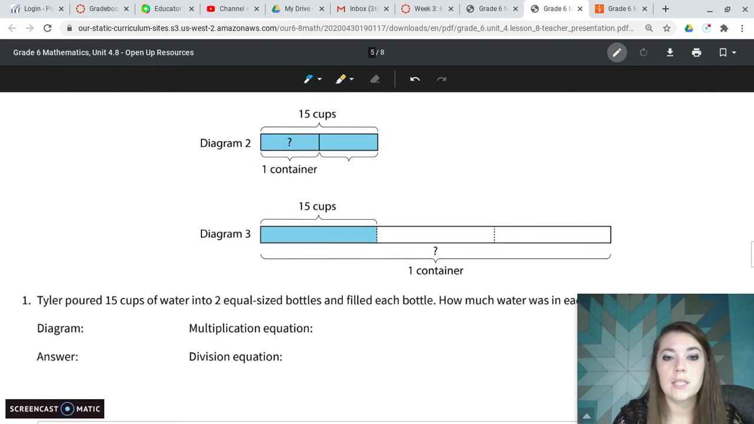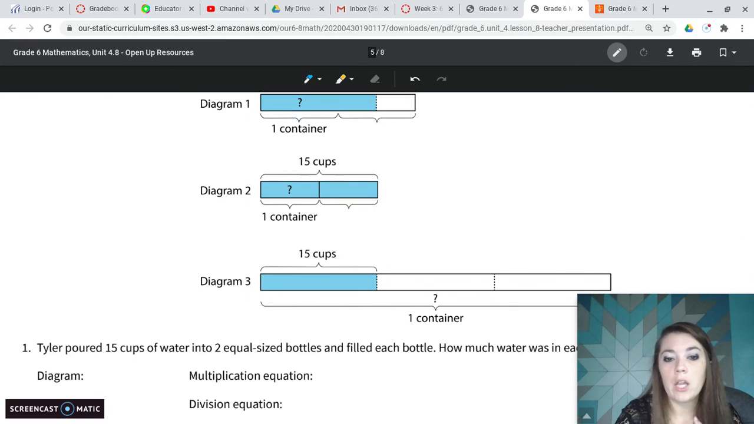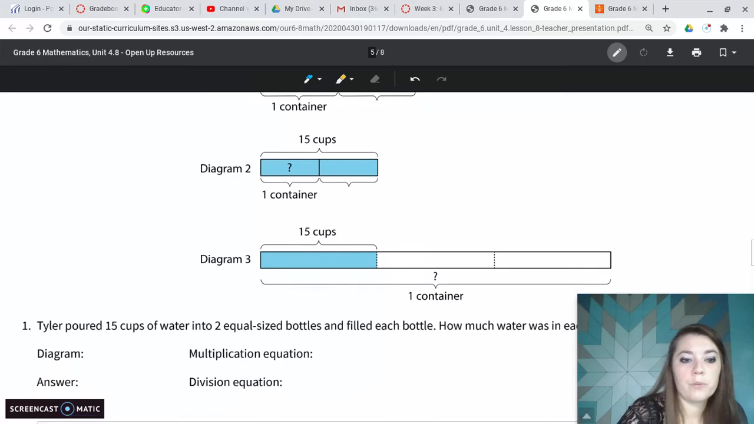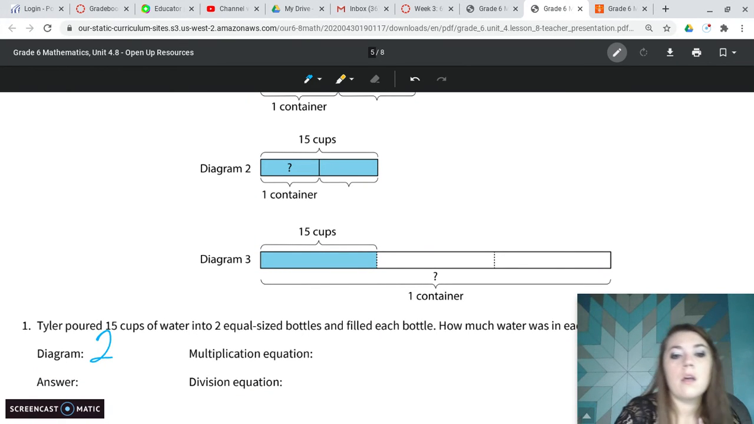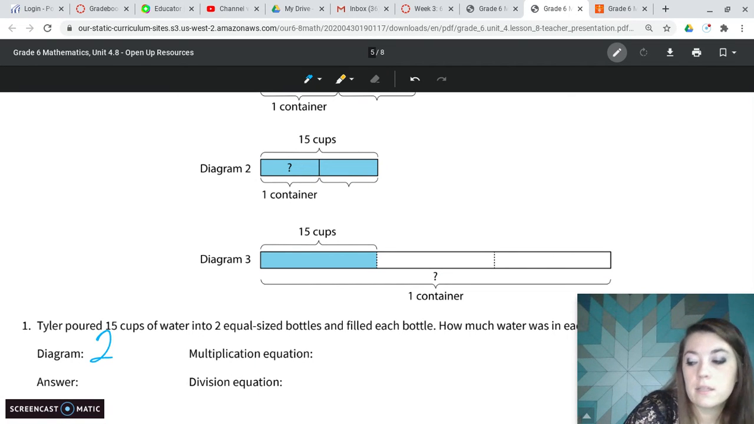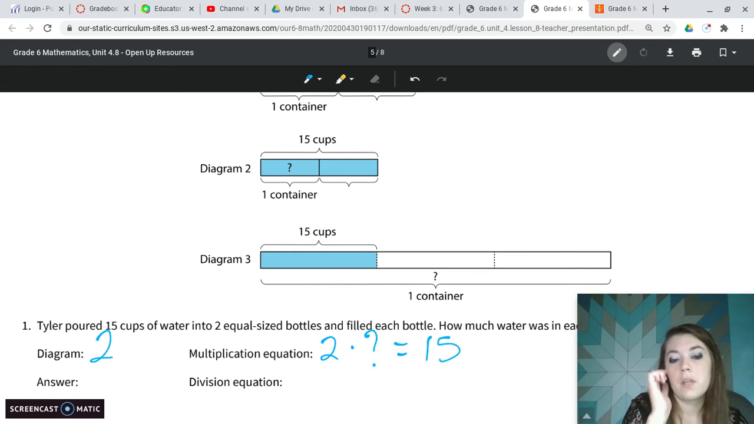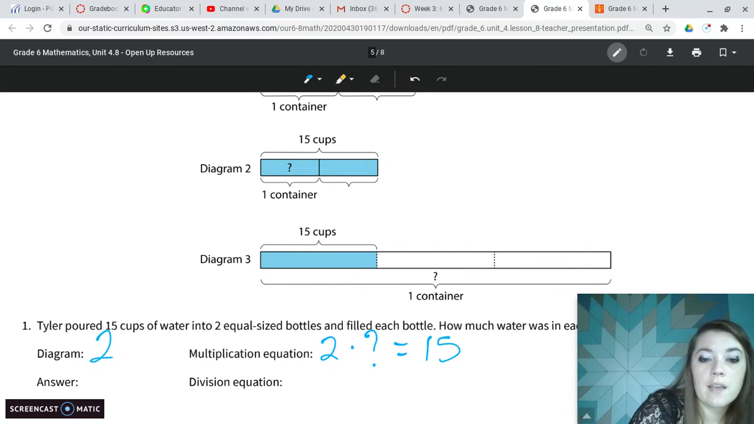Well, which one of these did the 15 cups fill 2 equal-sized bottles? Diagram 2. So this is diagram 2. So if we take 15, well, let's write our multiplication equation. We're going to take 2, because we have 2 containers, times something equals our 15. Now our division equation, we're taking 15 and we're dividing it by 2 to get something.